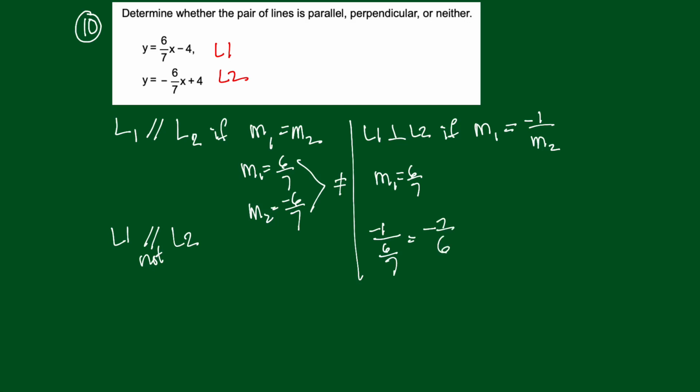All right, so all this means is, if you have a 1 over a fraction, just invert the fraction. So I've got negative 1 over a fraction, the slope of line 2. So just invert the fraction, so negative 7/6. Now, this is not equal to the slope of line 2. All right, so line 1 is not perpendicular to line 2. So it must be neither.